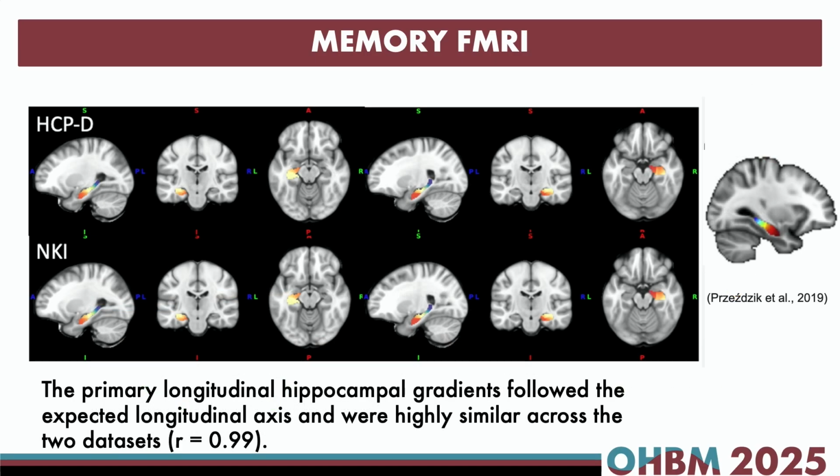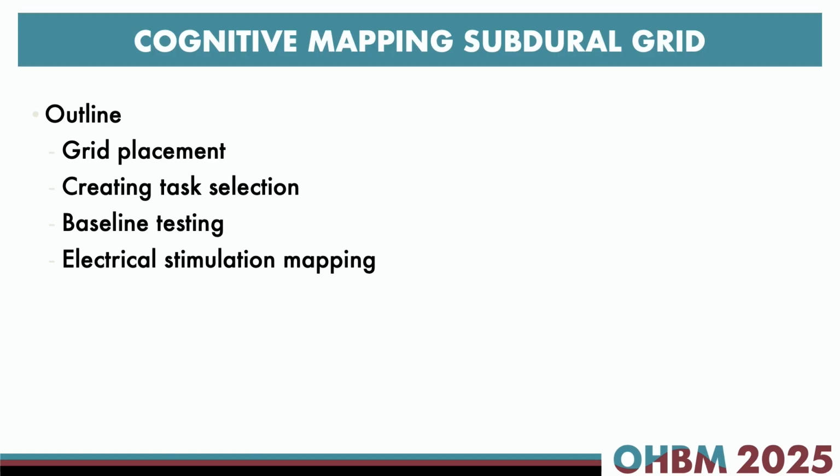And we found that the gradient was very similar in kids, both in the HCPD and NKI sample, similar to adults, anterior to posterior. And it did predict episodic memory, and what we thought was super cool is that across age, it's actually pulling apart. So the anterior is hanging more together, and the posterior is hanging more together as people age.